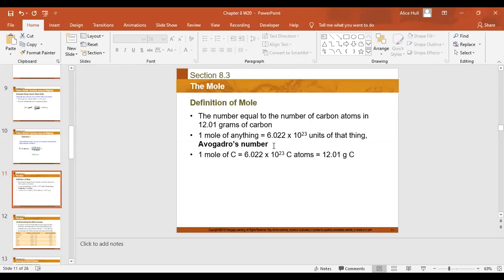We've got 3 so far. We've got AMU, mole, and Avogadro's number. So 1 mole of carbon is equal to 6.022 times 10 to the 23rd carbon atoms, which is also equal to 12.01 grams of carbon. These are equivalents. Okay?